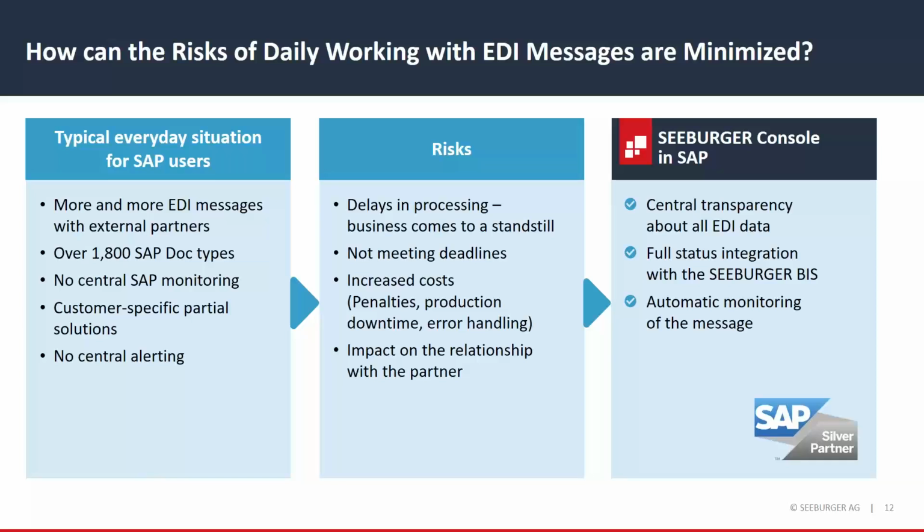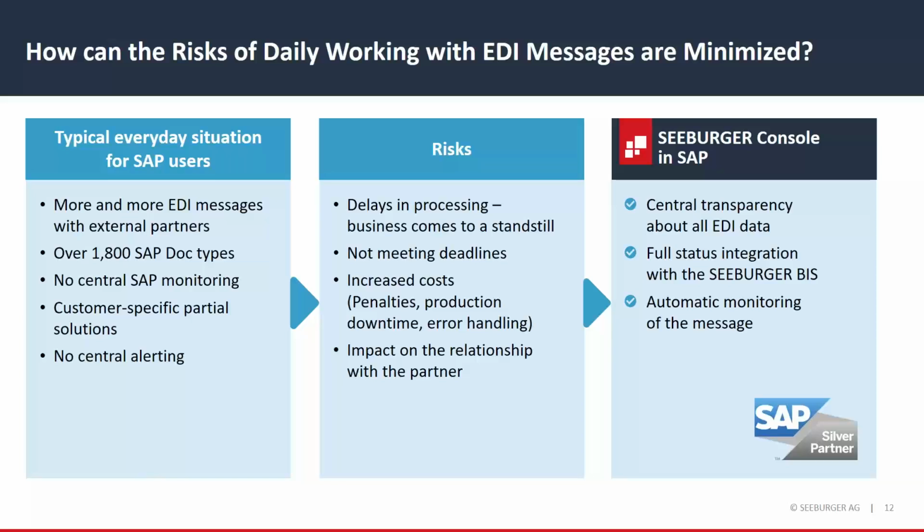On the left side, we have 1,800 SAP iDoc types: orders, invoice, MATMAS, whatever you know. In SAP, we don't have any monitoring apart from the WE transaction or BD87. You know this, it's not really comfortable. Because of the lack of a proper tool in SAP, maybe you have a special customer-specific solution. You wrote your own coding function modules. You can implement it in the console, no problem. And also, you don't have a central alerting in SAP. This is what we have in the console.